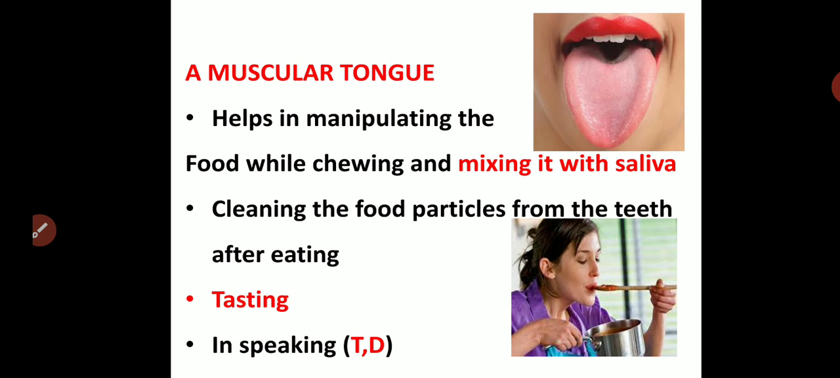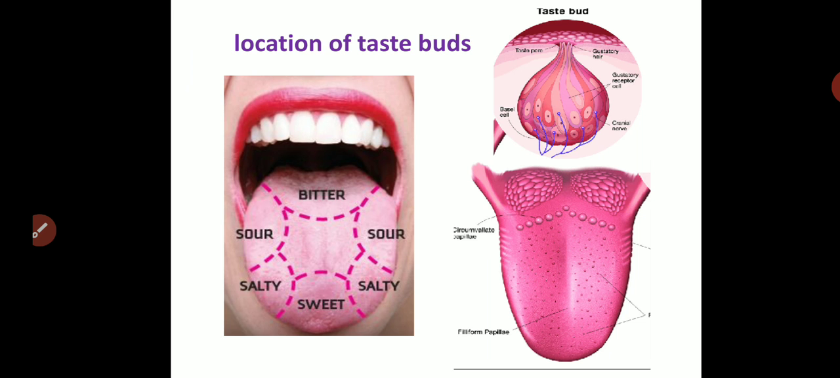And it works like a spoon in drinking liquid minerals. That is, whenever you are drinking something, it helps you like a spoon. And most important, it works as a tasting organ because it bears taste buds. And these taste buds are helpful in tasting the food. So this is the work carried out by the muscular organ, that is the tongue.